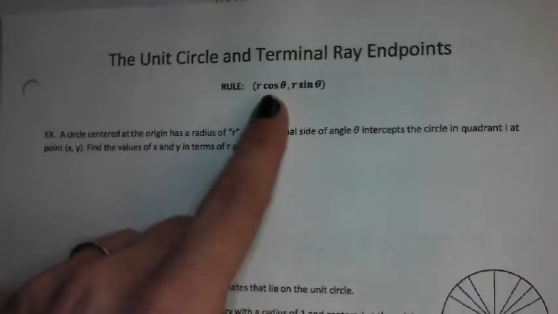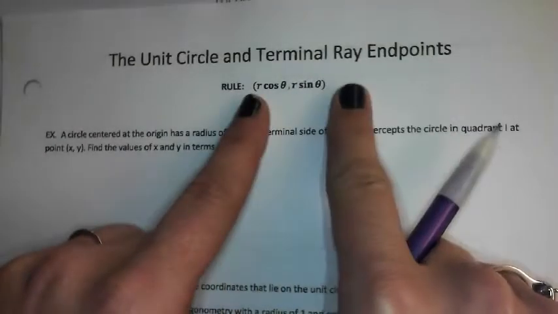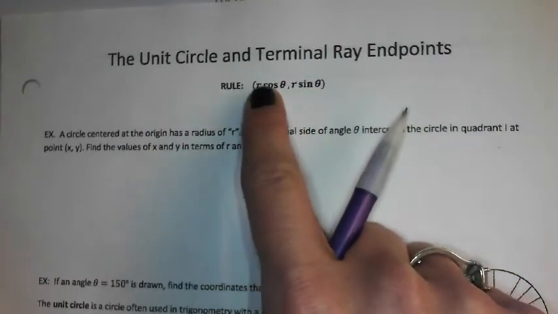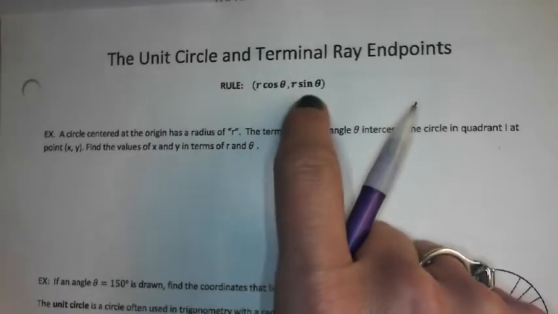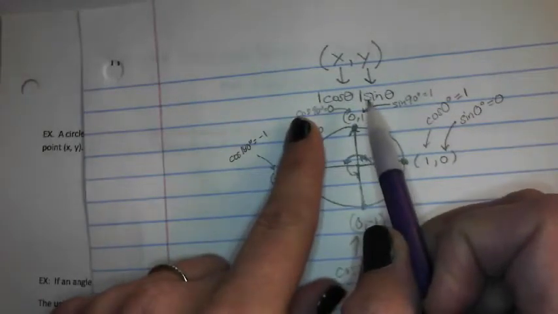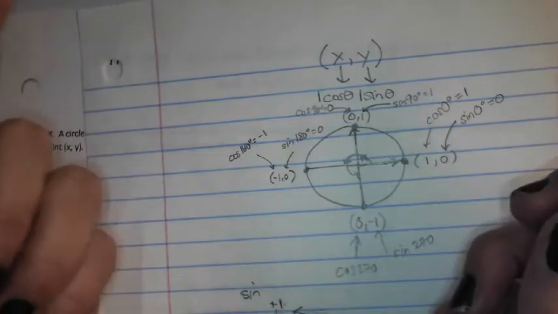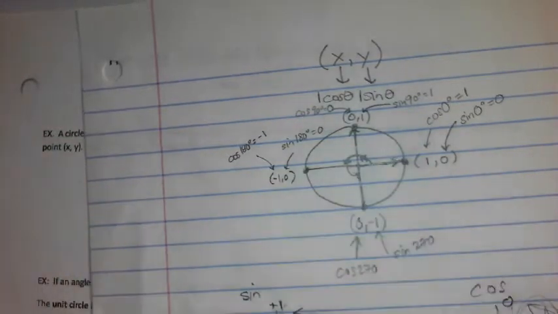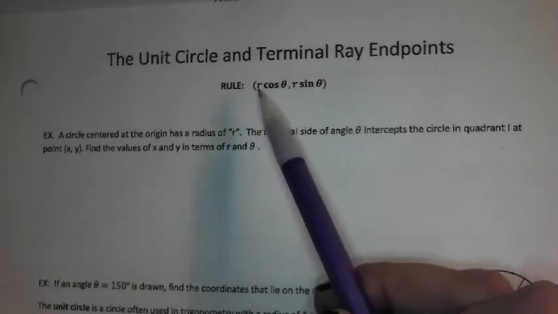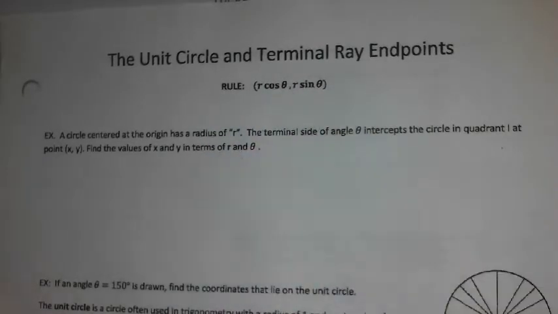The real rule is this. This will apply to all circles, no matter what the radius. The x-coordinate is the radius times the cosine, and the y-coordinate is the radius times the sine. We don't need that in the unit circle because the radius is just 1. Do you follow? Okay, so when we're looking at any circle, the x-coordinate equals the radius times the cosine, and the y-coordinate is the radius times the sine.